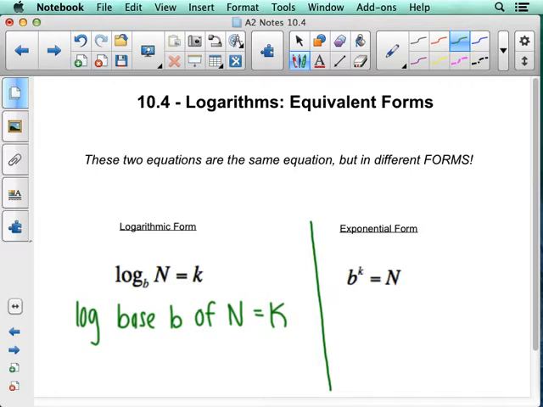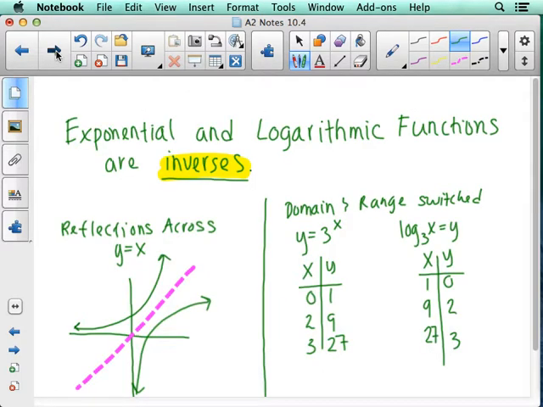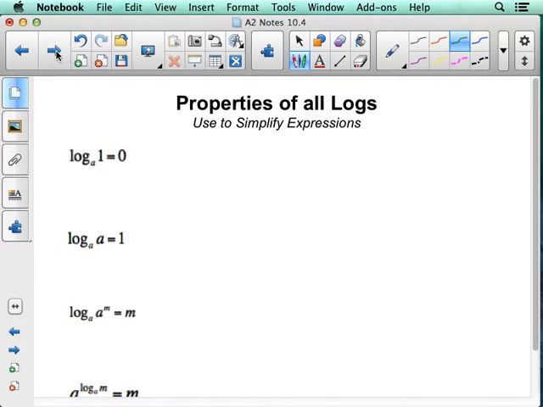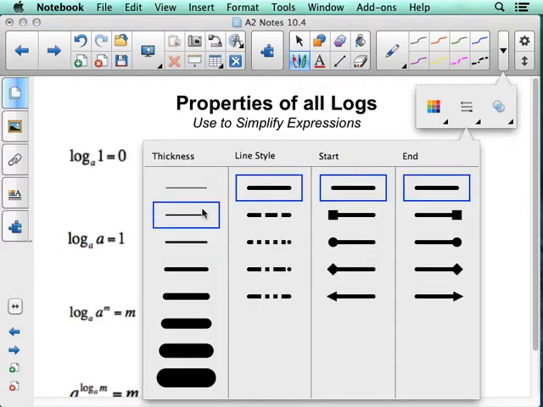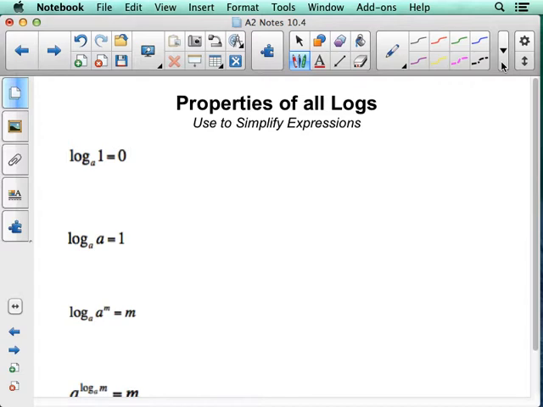But make sure you're pronouncing this left-hand side correctly. So, properties of all logs. Log base a of 1 equals 0, always, because if I rewrite this in exponential form, I'll have a to the power of 0 equals 1, and this is always true. Log base a of a will always equal 1, and that is because a to the power of 1 will always equal a.